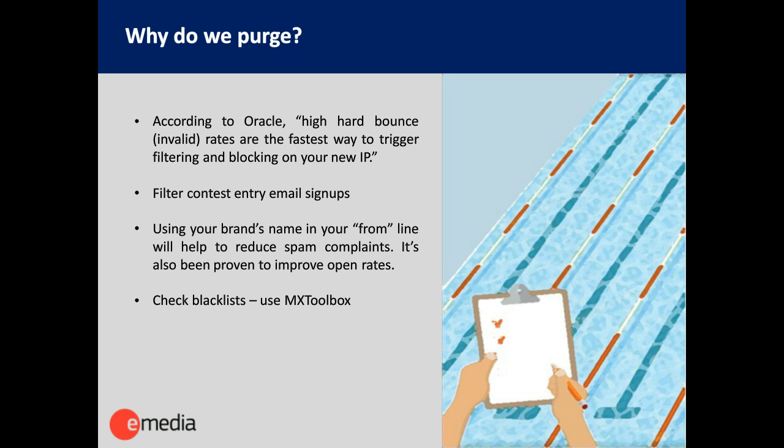According to Oracle, high hard bounce, or invalid, rates are the fastest way to trigger filtering and blocking on your new IP. You could use a paid service to clean all hard bounces before you launch a fresh marketing effort. When you say could, I'm guessing you mean you should.